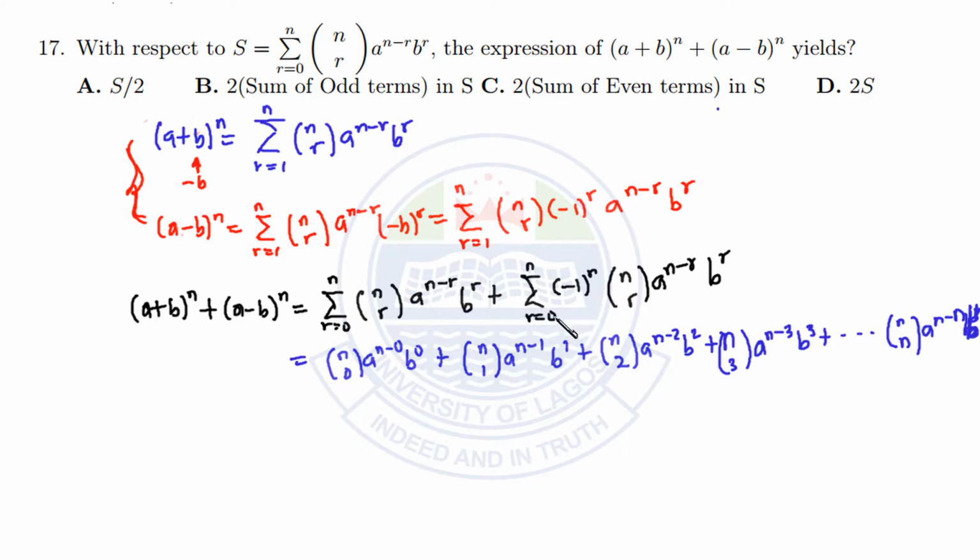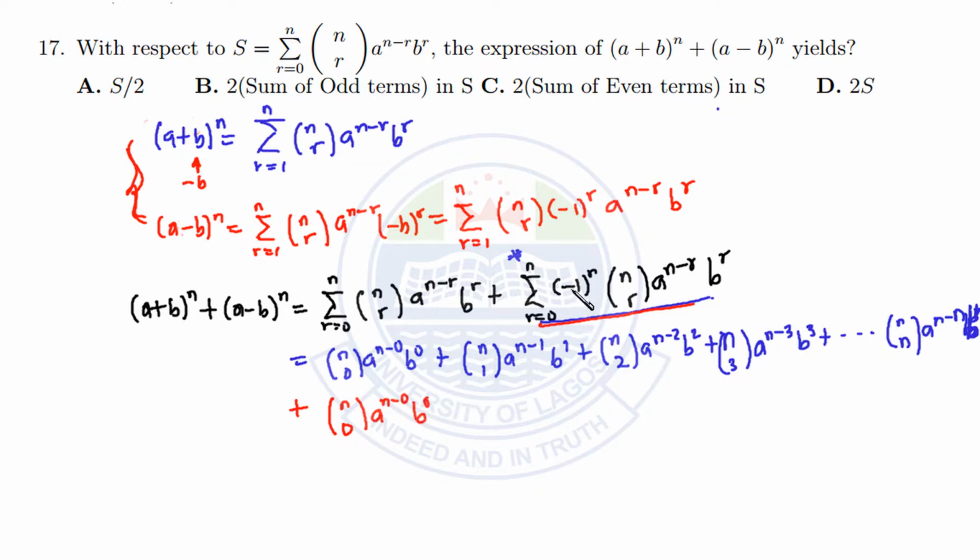Now if I expand this one, this guy here, so what am I going to have? I'm expanding this one now. That's plus, because I'm adding. I'm going to have n combination 0. That is, if your R is 0, you will see that minus 1 raised to power 0 is going to give me just ordinary positive 1. And I have A raised to power n minus 0 B raised to power 0.